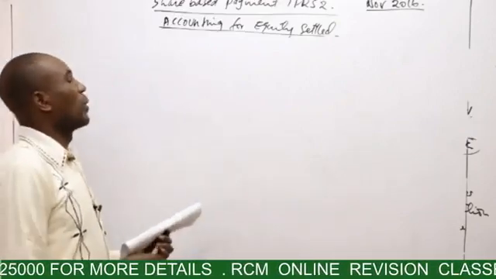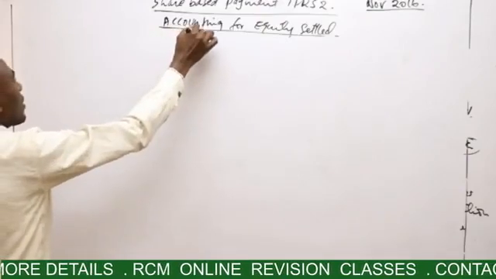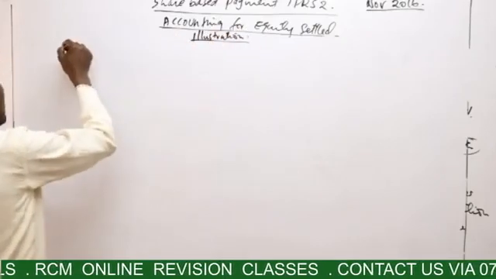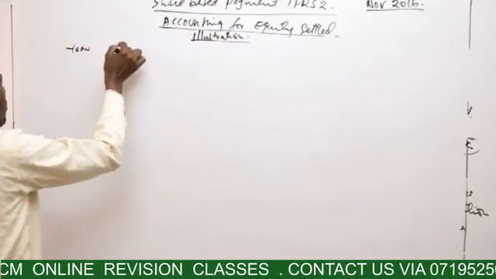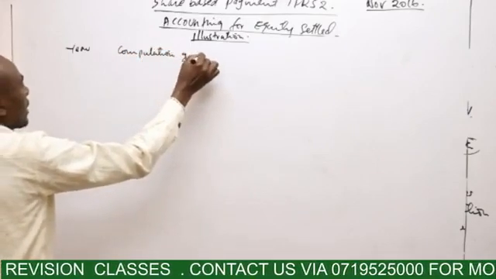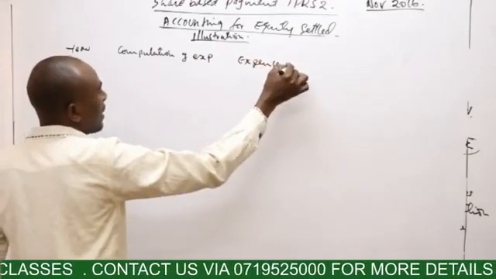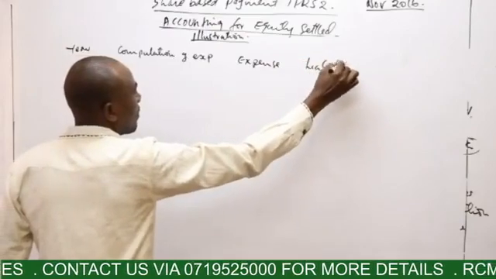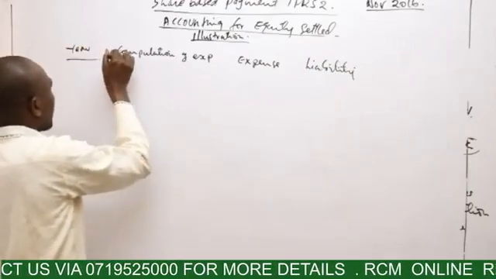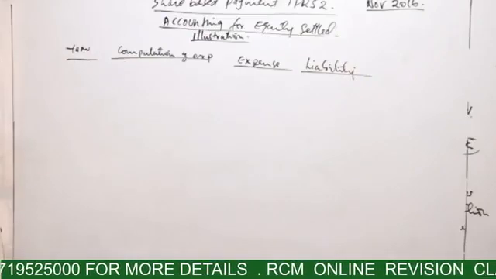Now remember, we need just to compute the expense and the liability. Therefore, you say illustration question. We have here the computation of expense. Then we have the expense, which we report during the year. Then we have the liability.